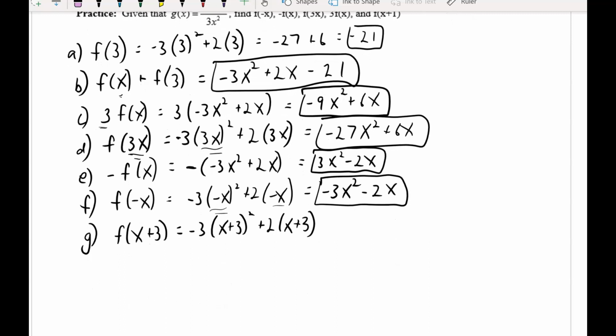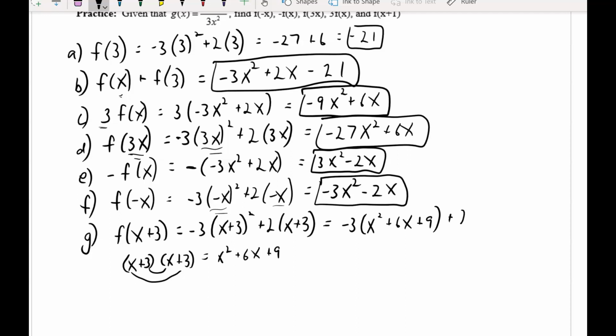Okay, now we have to be careful here because x plus 3 squared, you have to multiply that out, right? X plus 3 times x plus 3 gives you x squared, and then the inners are 3x and the outers are 3x, so that's plus 6x, and then the 3 times 3 is 9. So I'm going to do one more intermediate step here. This is negative 3 times the trinomial that we just found, x squared plus 6x plus 9, plus 2x plus 6. That's distributing here. That's where the 2x plus 6 came from.